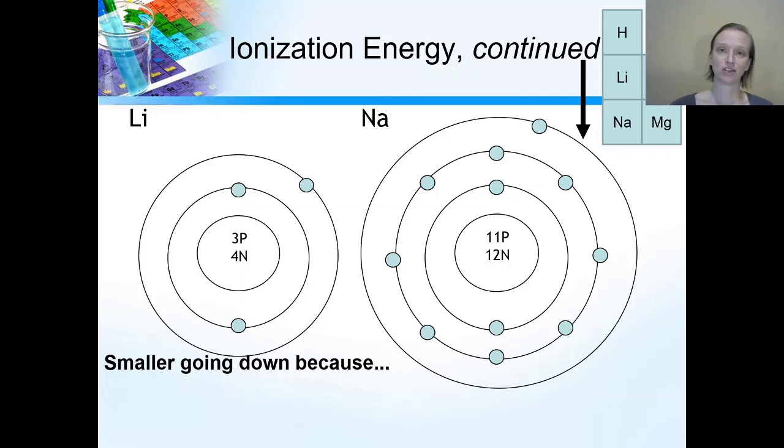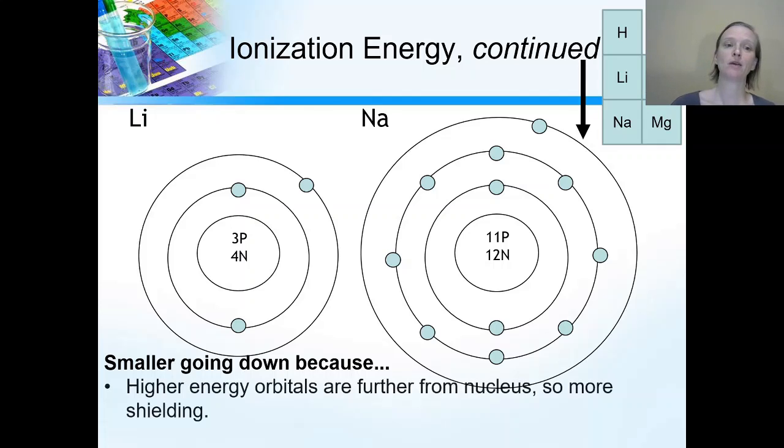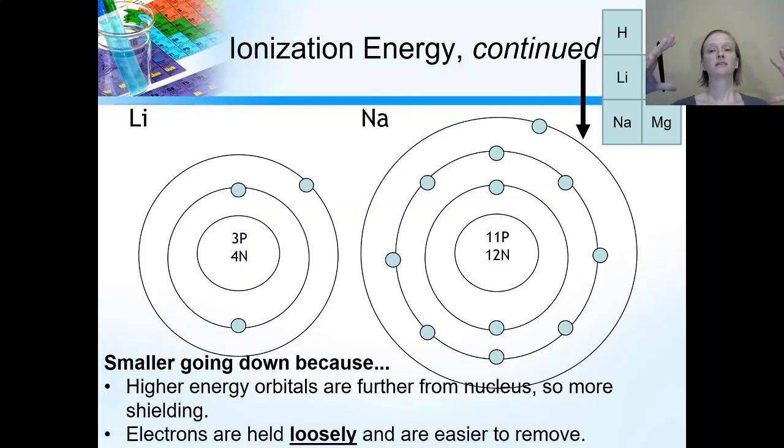Why does the ionization energy decrease as you move down the group? Because higher energy orbitals are further from the nucleus. So there's more shielding, so kind of less attractive force holding them in place. Therefore, electrons are held loosely and easier to remove.